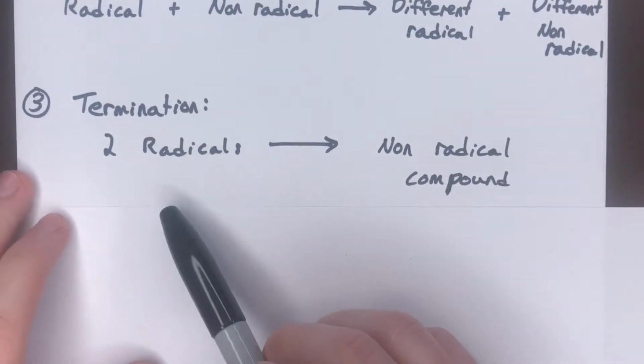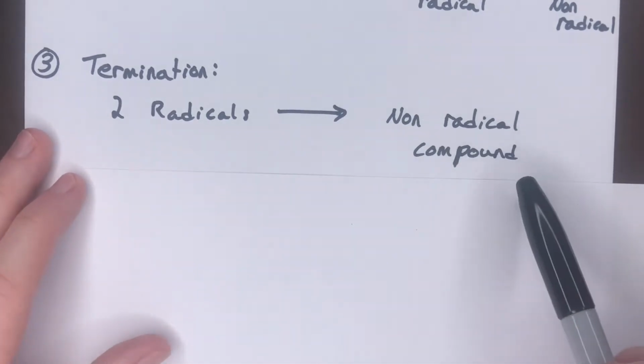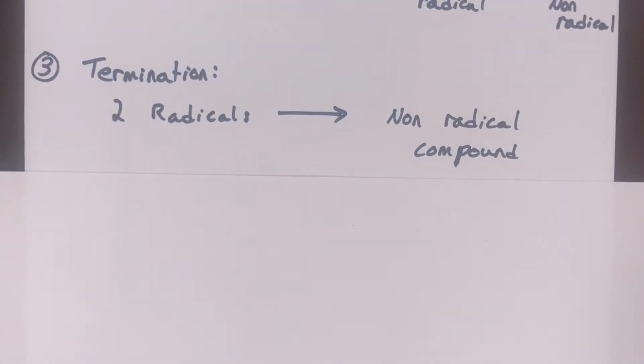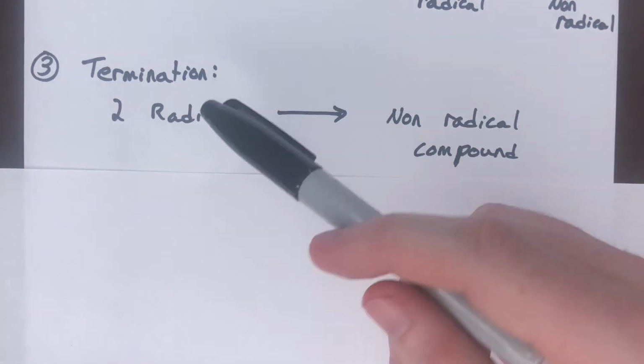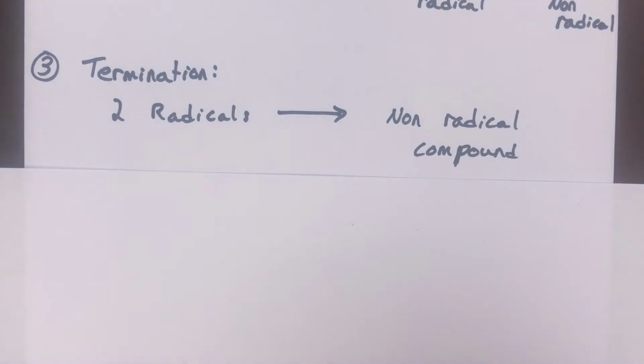The last characteristic is the termination steps. This is where you go from two radicals to make a non-radical compound. In essence, this is the reverse of the initiation step, and there are the most termination steps possible of these three, because many radicals are formed throughout the reaction, and any two of them can come together to form the non-radical compound that terminates the radical mechanism.